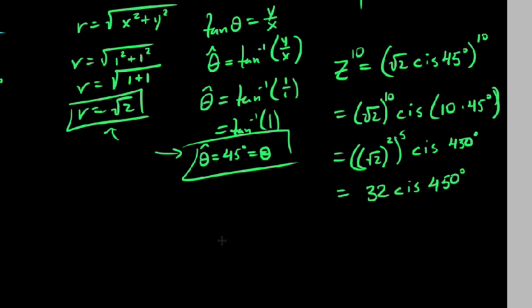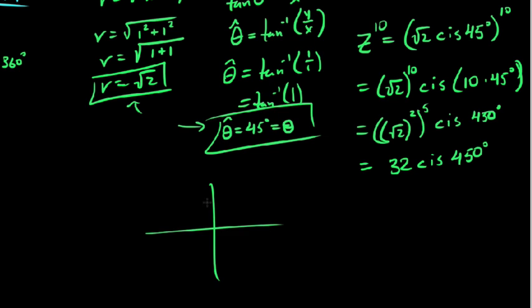Now recall, we said that our argument is always the smallest positive angle that would get us to this direction. So we say 450 degrees, that'd be like 360 degrees, right, plus another how many? So 360 plus another 90. So we want the smallest positive angle that would have gotten us to this terminal ray or terminal vector, and that would have been 90 degrees. Essentially, this is the same thing as 32 cis 90 degrees.